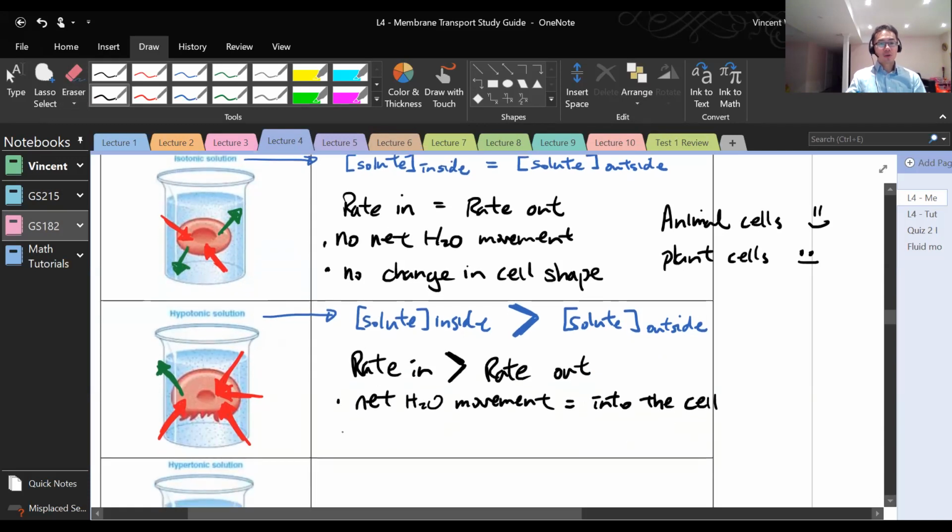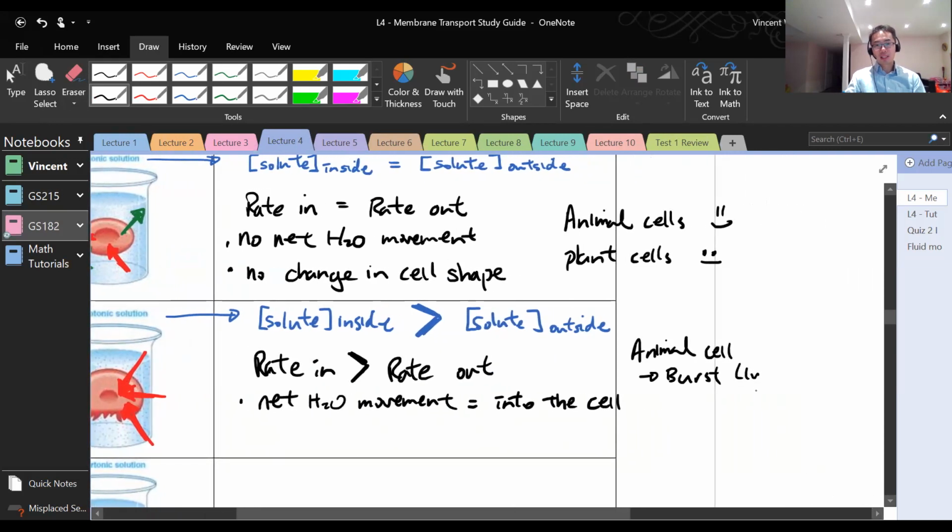If too much water comes in, the animal cell will burst. Another word for burst is lyse. Not good, very sad. For plant cells, they actually love this. They will be happy. Remember, the plant cell has a cell wall, so the cell wall prevents bursting.